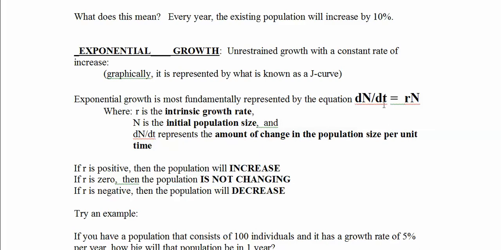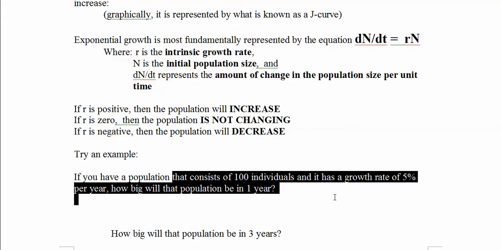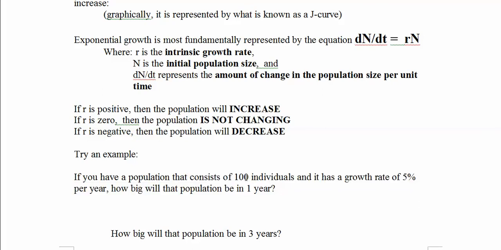So how do we figure that out? Well, you have r times N. All that means is if you know the population this year, N, and you know the rate of growth, r, you know how much that population should change by in the coming year. So just as an example down here, if you have a population of 100 individuals, that's your N, and your growth rate is 5%, so as a decimal that's 0.05, it's asking how big will that population be in a year from now. And so essentially all you need to do is the following. Let me just try and get my pen ready.